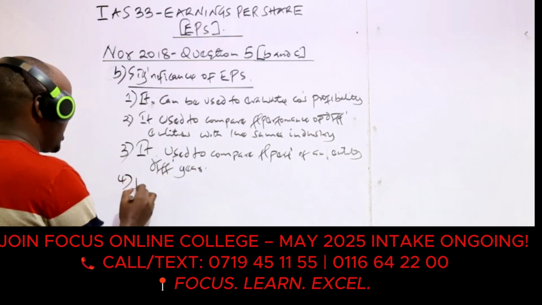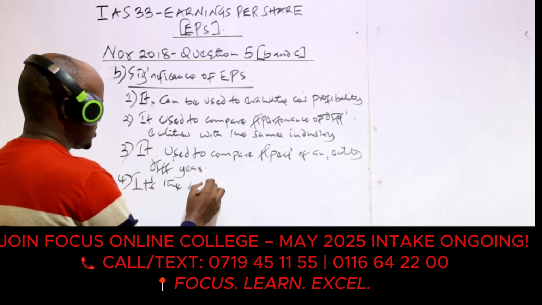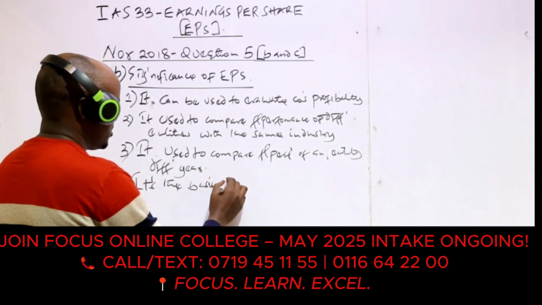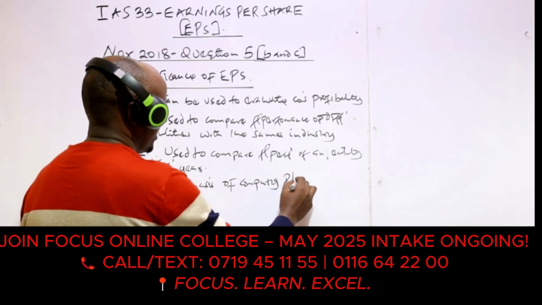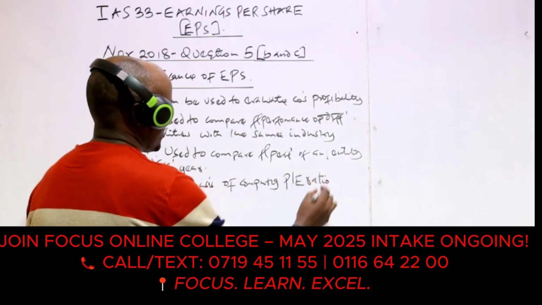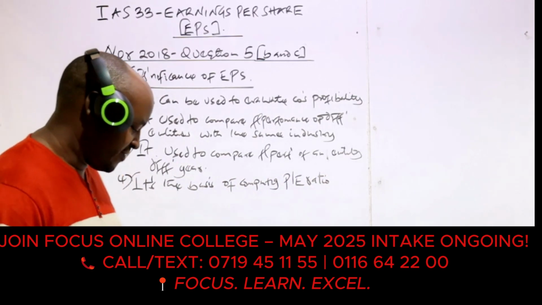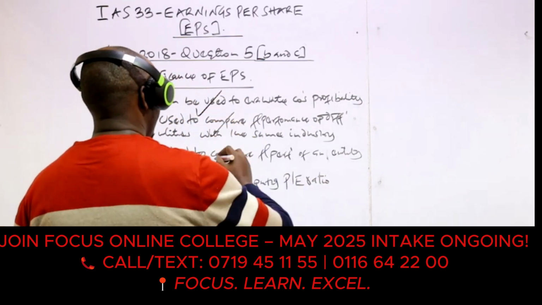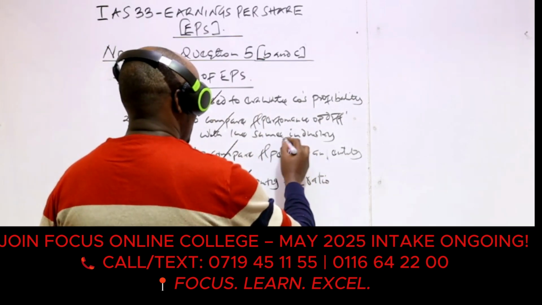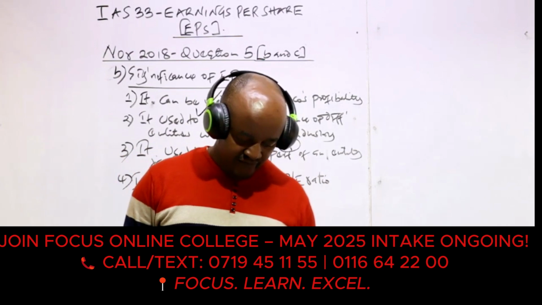And finally, it is the basis of computing the price earning ratio. It is used by the company in computing the price earning ratio. So these are some of the significance of earnings per share, and by giving those importances of earnings per share, candidates were earning 4 marks.